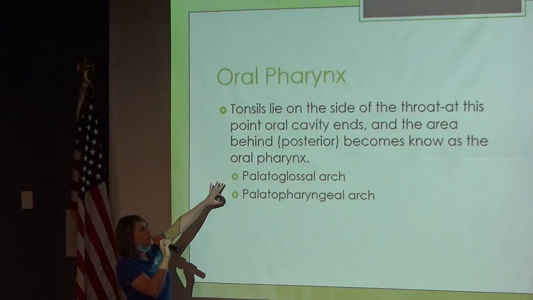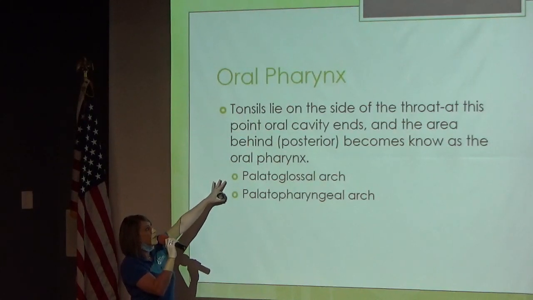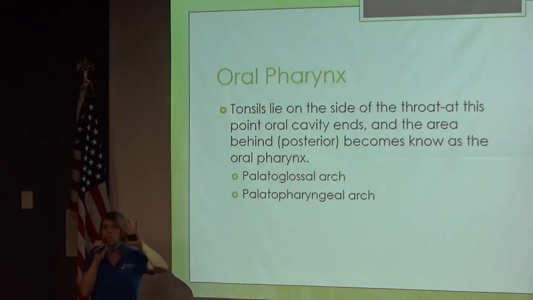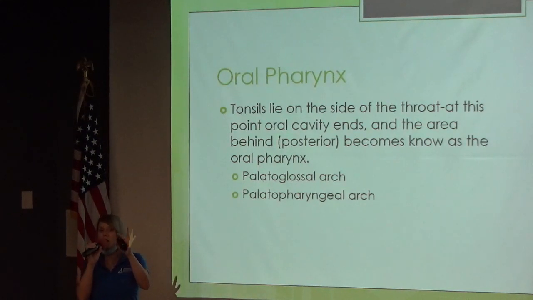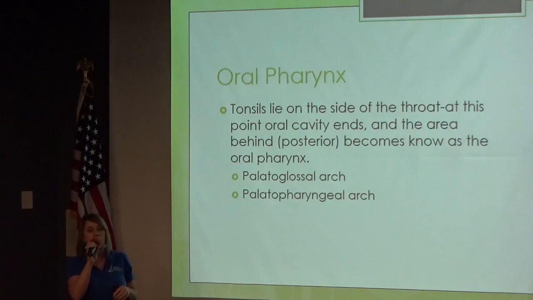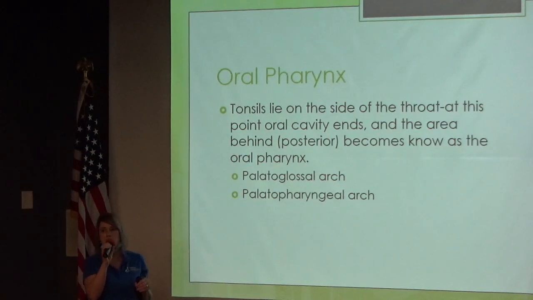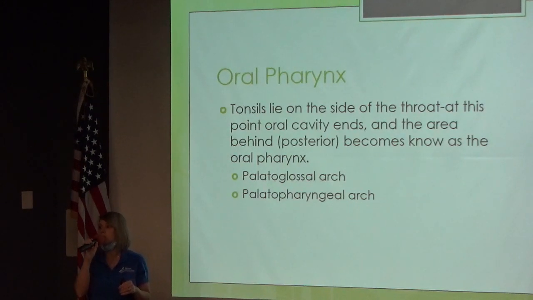And just these two areas, and we'll look at a picture real quick, palatal-glottal arch and palatal-pharyngeal arch. Those two areas are kind of the fold areas that you see in the tonsil region. And that's just kind of showing you the outline of where the oral pharynx actually begins. So at this point, the oral cavity ends and the oral pharynx begins, and that's when we refer people to the ear, nose, and throat doctor, or ENT.